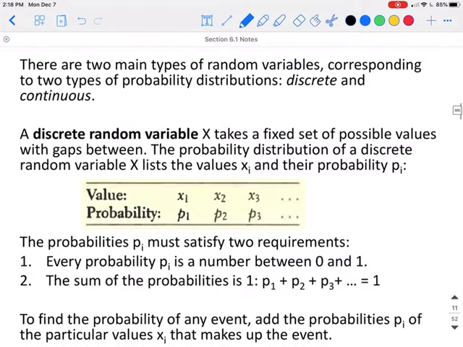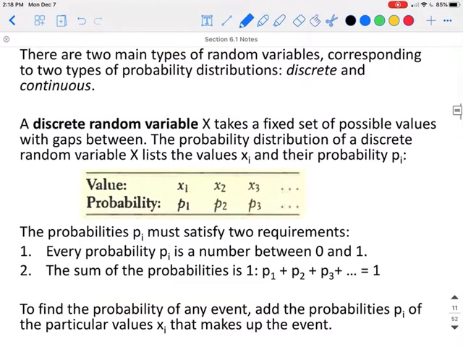There are 2 main types of variables corresponding to 2 types of probability distributions. We can look at discrete and continuous. If we look at the discrete random variables first, this means x has to be a fixed number. It can't fall somewhere between. So you can either have 0 heads, 1 head, 2 heads, or 3 heads, but it's not possible to have 2.4 heads by flipping a coin 3 times. So this is a discrete random variable. When you have a discrete random variable, the probability for each value has to fall between 0 and 1, and all of your probabilities together have to add up to give you 1.